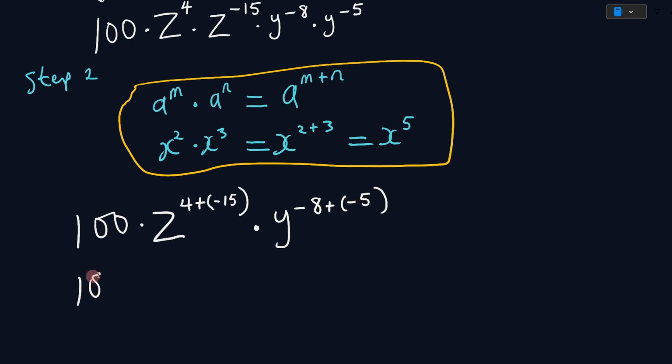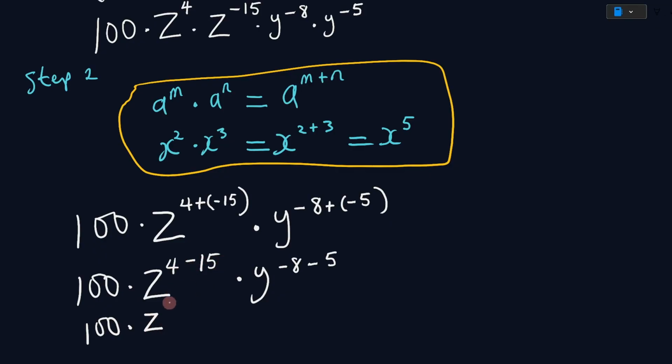This will give us 100 multiplied by z exponential. When a positive number is adding a negative number, the sum will be the first positive number minus the second number. This will now be 4 minus 15. Because a positive number is multiplying a negative number, it will give us a negative number. So minus 15, all multiplied by y exponential negative 8. The same thing, since a positive number is multiplying a negative number, it will become a negative number. This is negative 8 minus 5. This will now be 100 multiplied by z exponential 4 minus 15, which is negative 11, multiplied by y exponential.